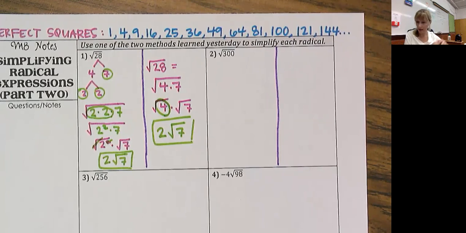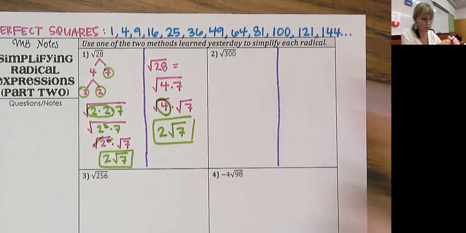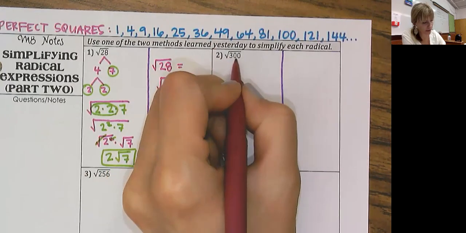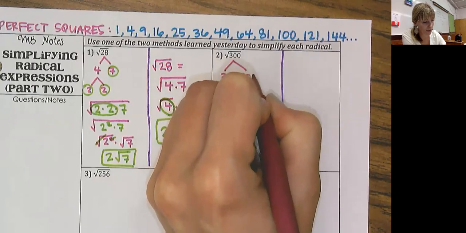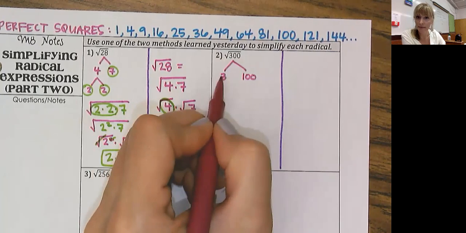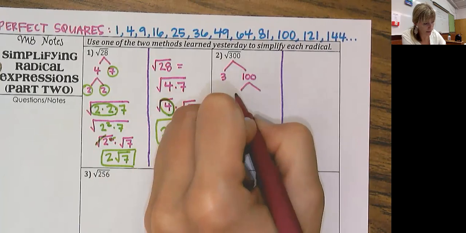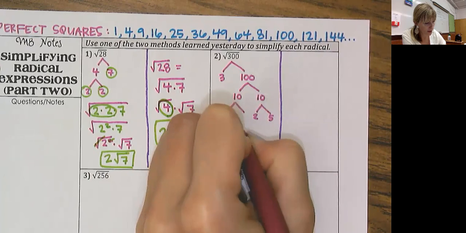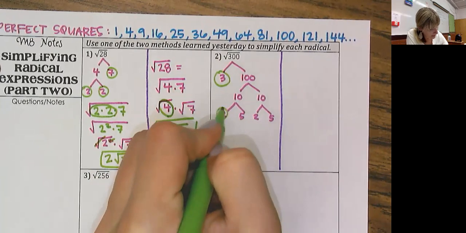Number 2. Again, I'm going to start with a factor tree. Okay, anytime I see 100 or 300, 400, 500, I think of those factors first. So I'm going to say, okay, this is 3 times 100. Now that branch is done. 3 is a prime number. This is 10 times 10. This is 2 and 5 and 2 and 5. Okay, lots of factors here, so watch this. This is the end of my branches.